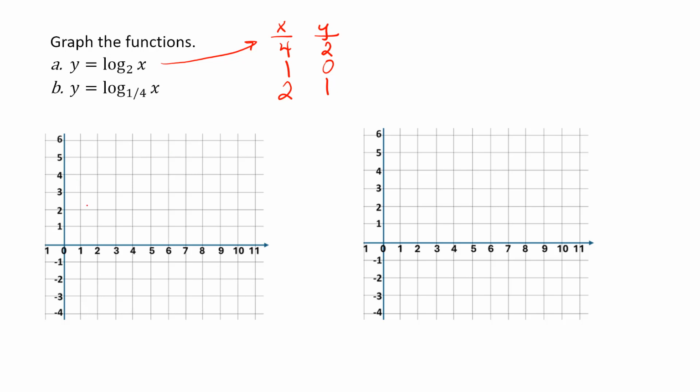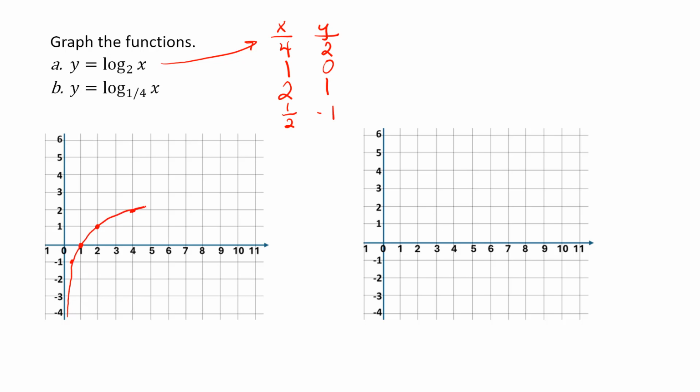So we could plug in some of those points, 2, 1, and 1, 0, and 4, 2. And if we put in something like 1/2 for x, what exponent would you put on 2 to get 1/2? That would be -1. So at 1/2, you're going to be at -1. So that's going to be coming up from the bottom.